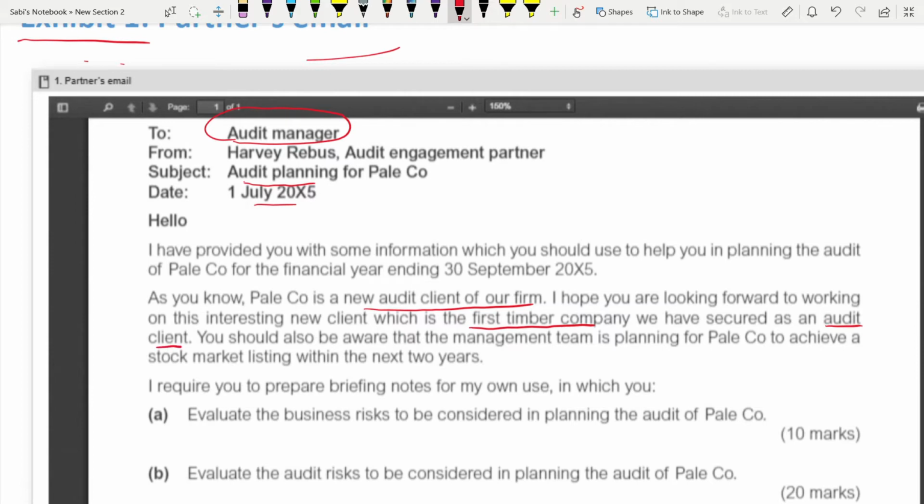He's the first timber company that the auditor has secured, right? It's very important. Why? Because when you're discussing audit procedures and audit planning, all this matters a lot, whether the auditor has experience in that field or not. So whether it's new or existing, this matters a lot in your answer also. That's why you have to highlight this.